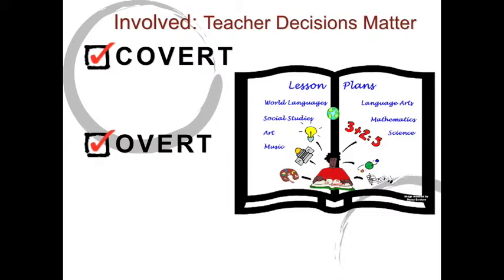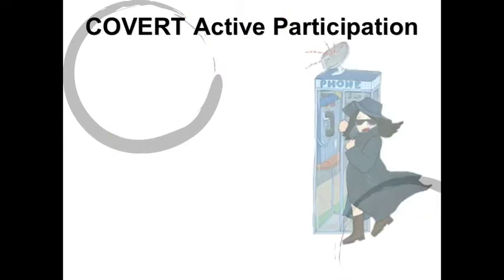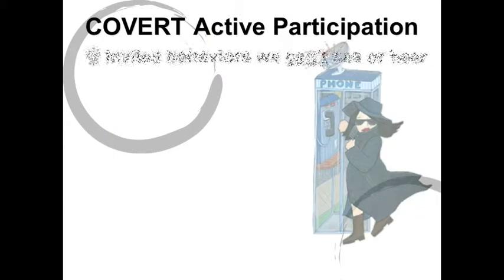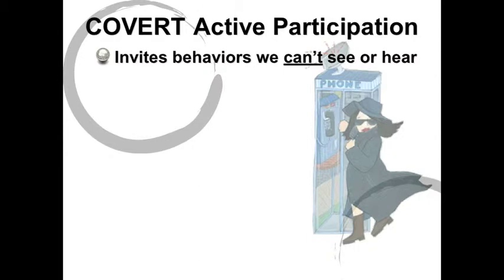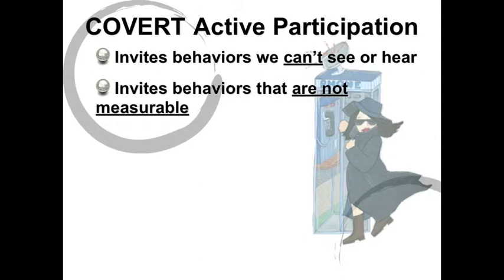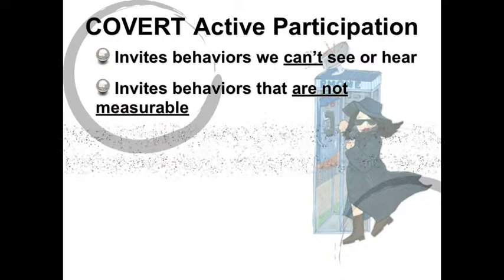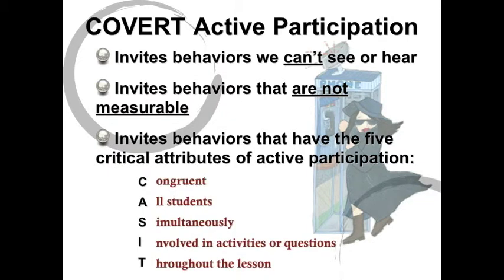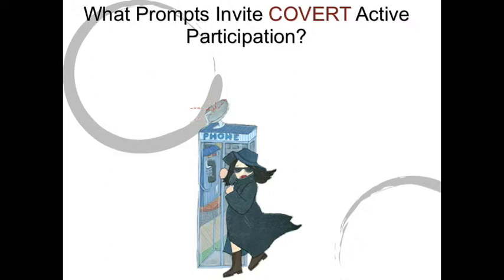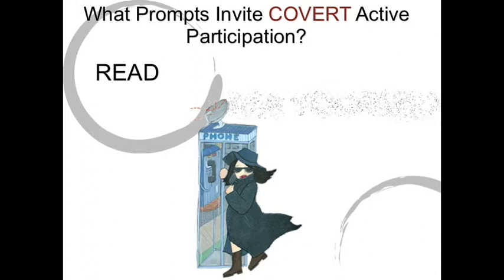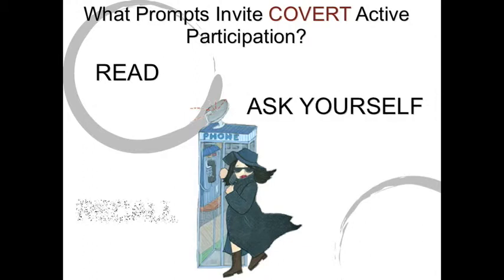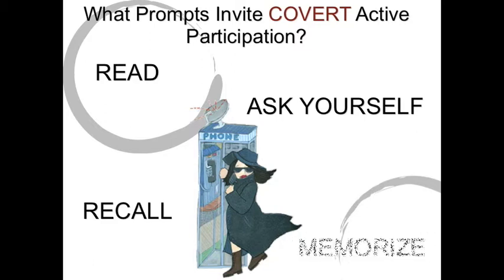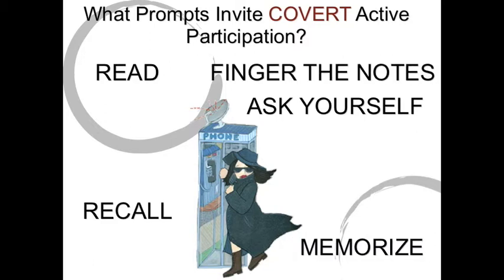Let's look closely at how each type of active participation works in the classroom. We'll start with covert active participation. Covert participation invites behaviors we can't see or hear. It invites behaviors that are not measurable, but it invites behaviors that have the 5 critical attributes of active participation. The verbal prompts a teacher uses to invite active participation tell students how to participate. Study the following verbal prompts. Which ones do not invite covert active participation?